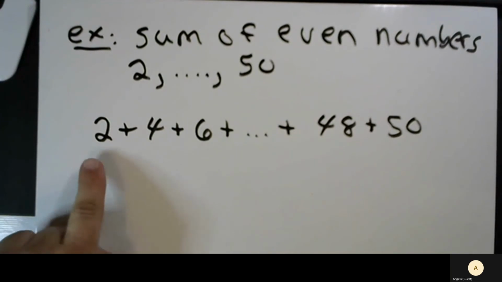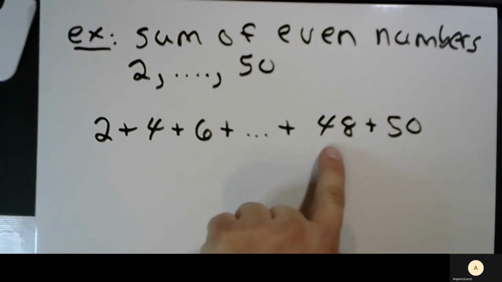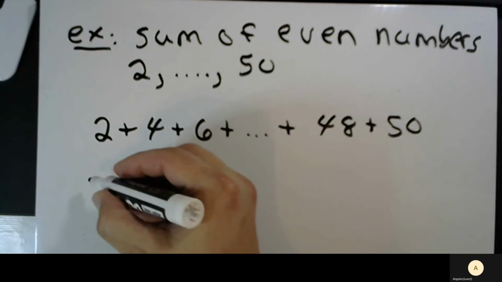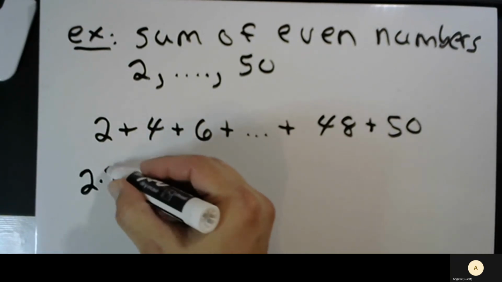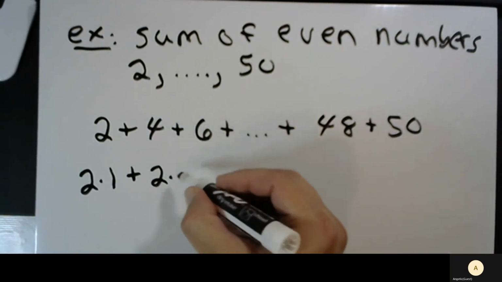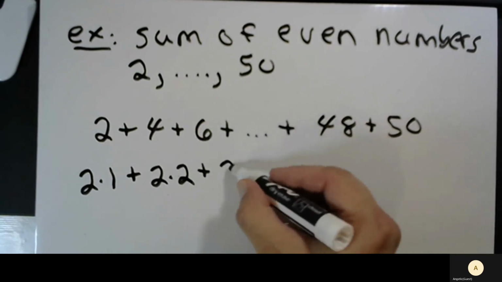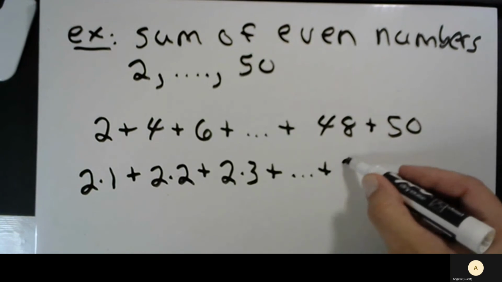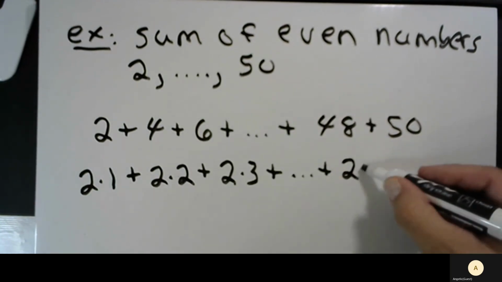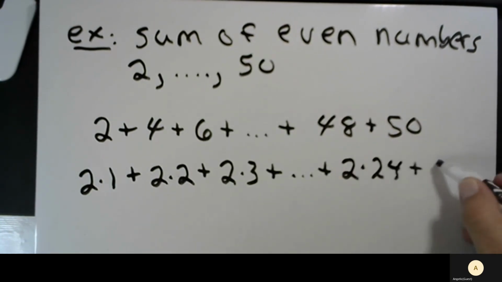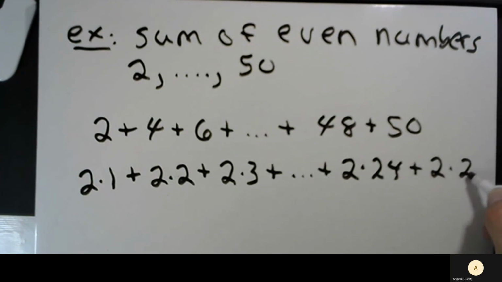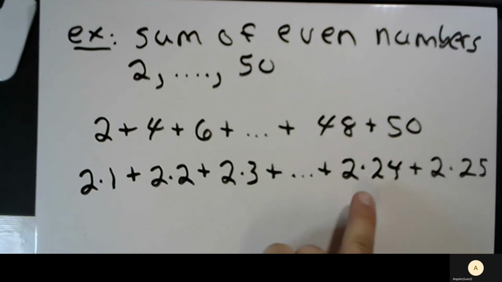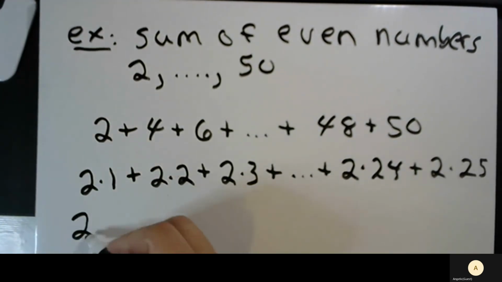Now what you can do in this case, we can factor out a 2 since these are all even numbers. And you have 2 times 1, 2 times 2, 2 times 3, 2 times 24, 2 times 25. So each of these is a multiple of 2, so you can factor out that 2.